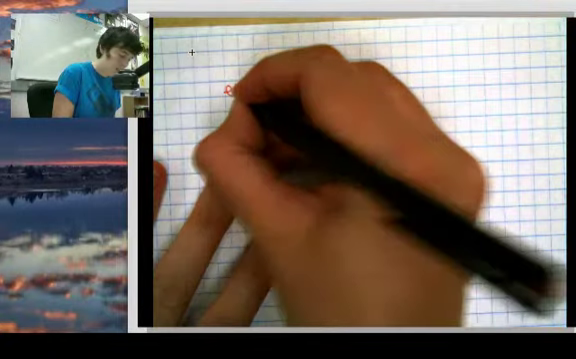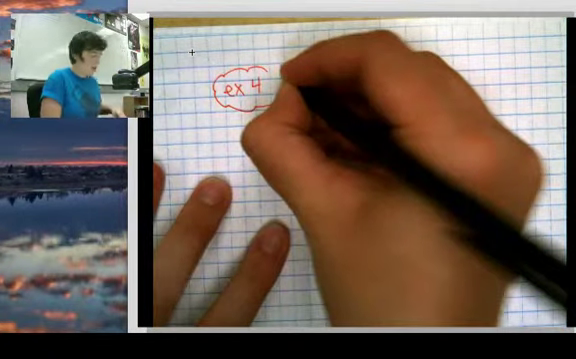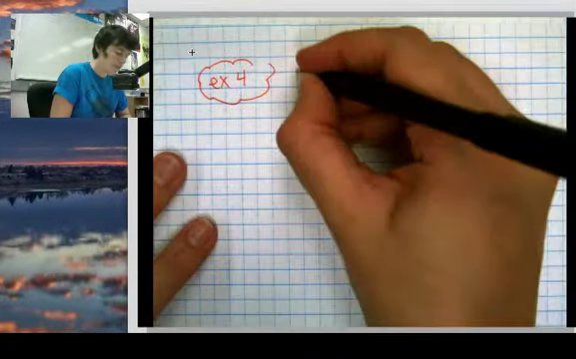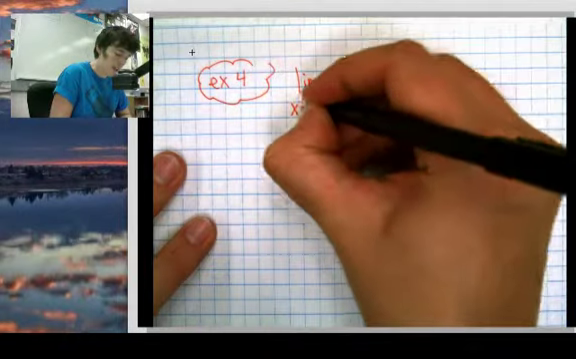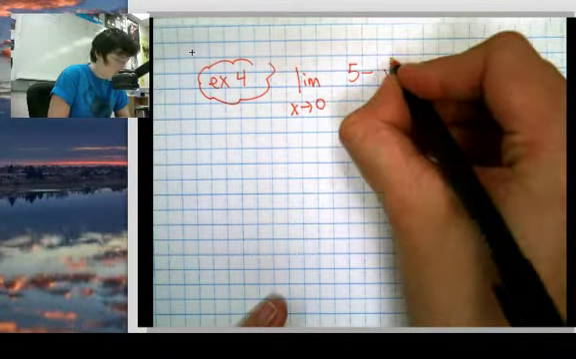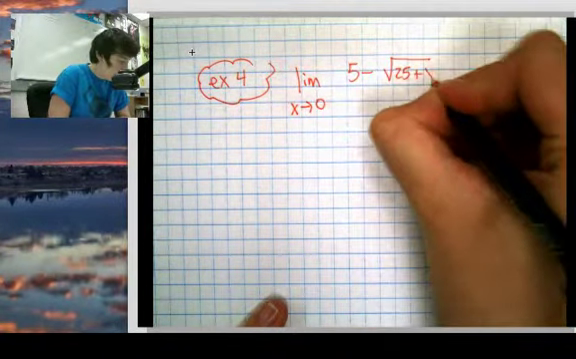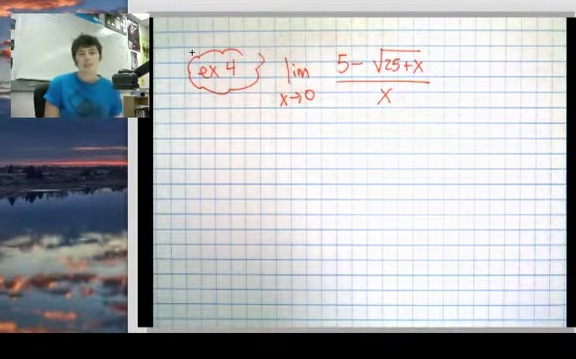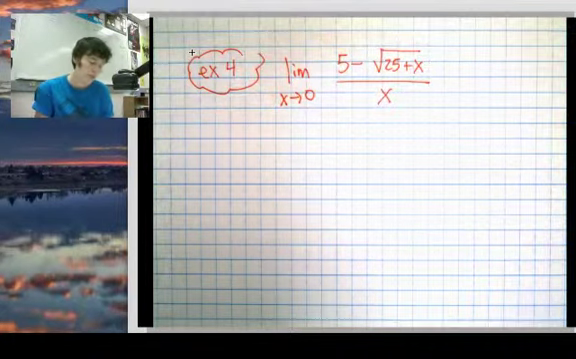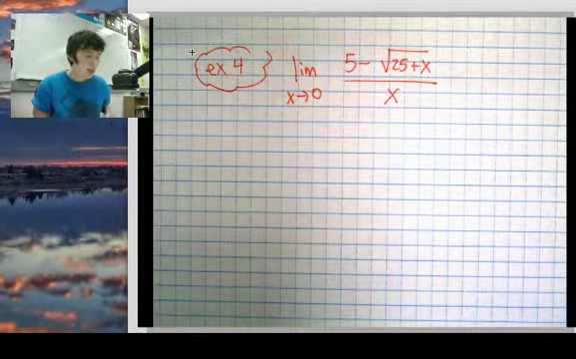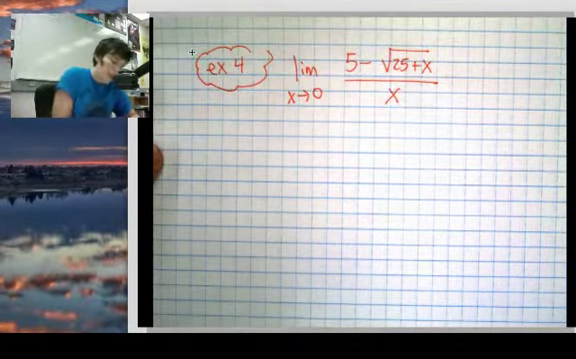Then we have one more backup plan. Backup plan number 3. So another example. This will be example 4. And for this one, here's a good example. Let's say you have the limit as x approaches 0 again. And this time I give you 5 minus square root 25 plus x all over x. I threw a square root in there. You're not going to factor this one, and you're not going to distribute this one, and you're not going to plug and chug because 0 goes in the denominator and you'd have issues. So we have another strategy. This is backup plan number 3.